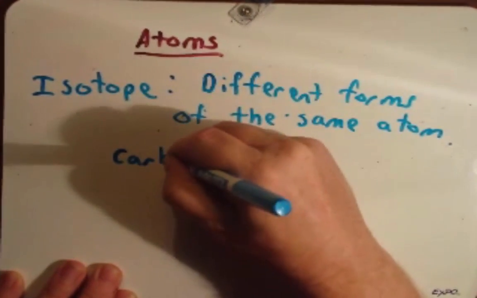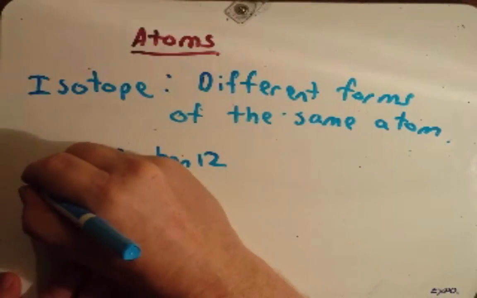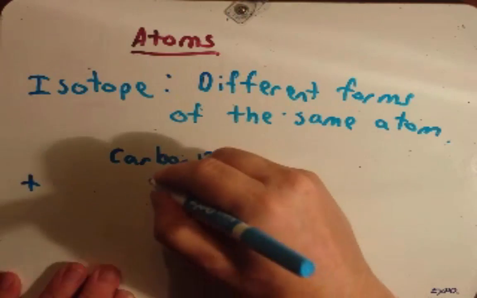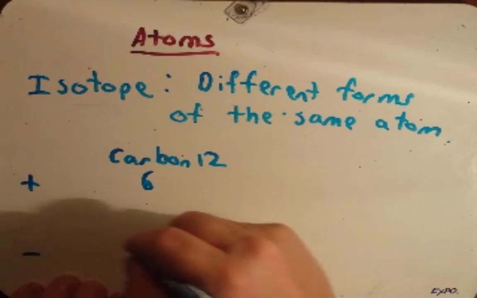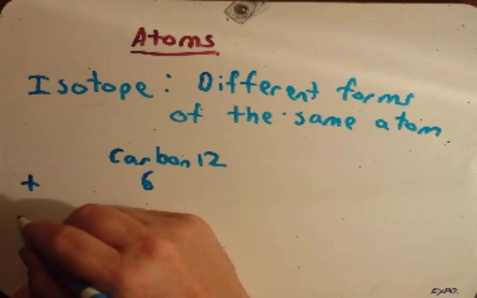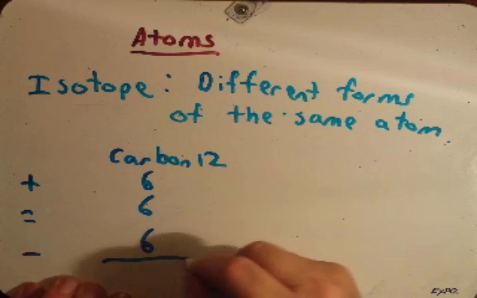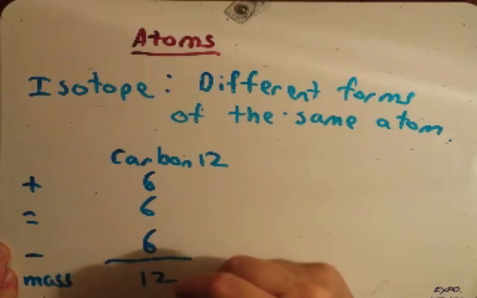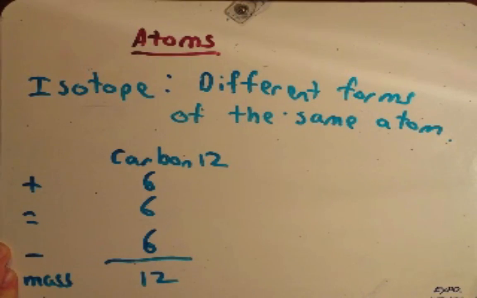Carbon-12 is the most common form. Carbon-12 has 6 protons. It also has 6 electrons and 6 neutrons. So it has a mass of 12, because remember, the atomic mass is the number of protons plus the number of neutrons.